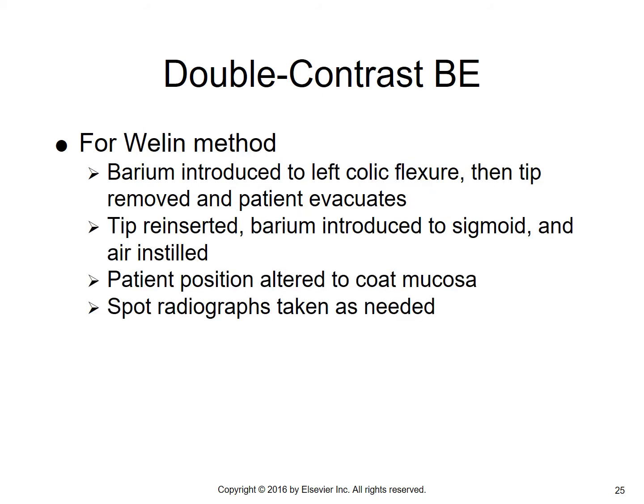The Wellen method: barium is introduced to the left colic flexure, then the tip is removed, and then the patient evacuates. That means they may have to get off the table to go to the washroom, or you may have to have a bedpan. After they do that, the tip is reinserted, barium is introduced to the sigmoid, and then air is instilled. So there's a little bit more to it with the Wellen method. Patient position is altered to coat the mucosa. They're going to roll around, and then spot radiographs are taken as needed. Most of the time today we use the closed system.